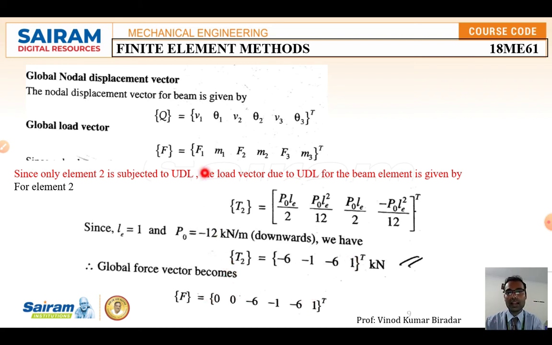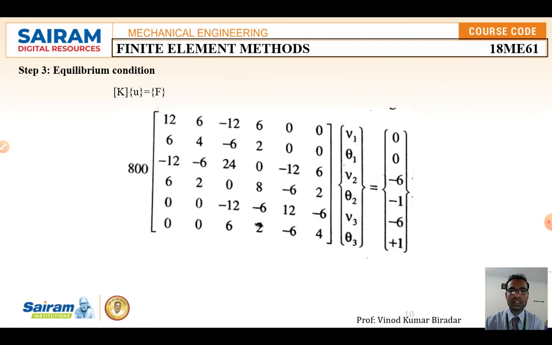Okay, so this and this you substitute in the equilibrium equation, that is Ku equals F. So you put K equal to all these values, substituting the K value that you calculated from the global stiffness matrix. So v1, theta 1, v2, theta 2, v3, theta 3 are the displacements. Maximum is 3 there.